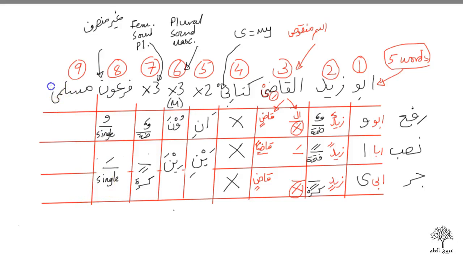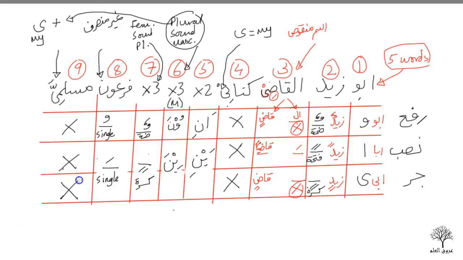And finally, muslimiyya. Muslimiyya is basically a sound masculine plural, plus ya at the end of it. Muslimiyya means my Muslims, not your Muslims, my Muslims. So in the rafa state, this word, my Muslims, has no change, in the nasab state, no change, and in the jar state, no change. So it always stays as muslimiyya.